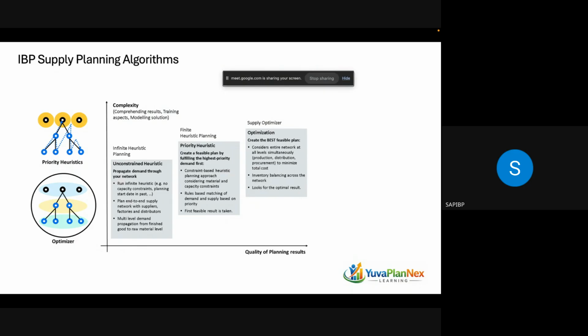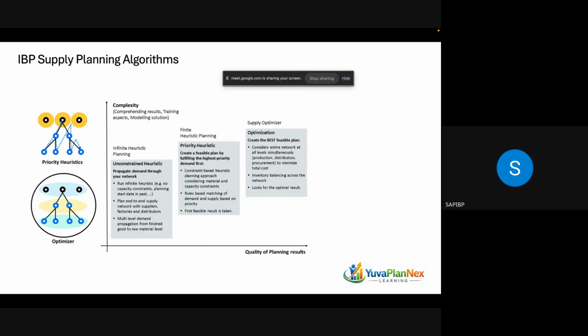So heuristic is if you want to understand the bottlenecks in your supply chain. You want to understand, if I straight away go ahead with this demand, what are the problems I'm going to get. So where the bottlenecks are, so that I can take the decisions accordingly. For that, we have an infinite heuristic. Mostly this will be used for the long-term plan.